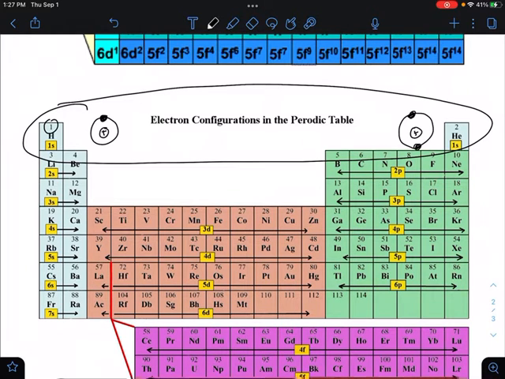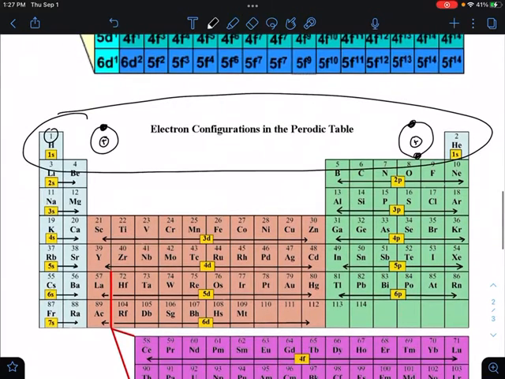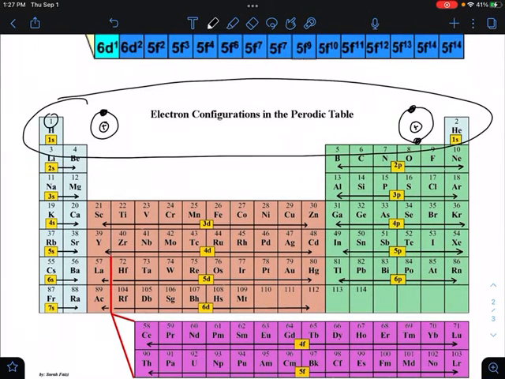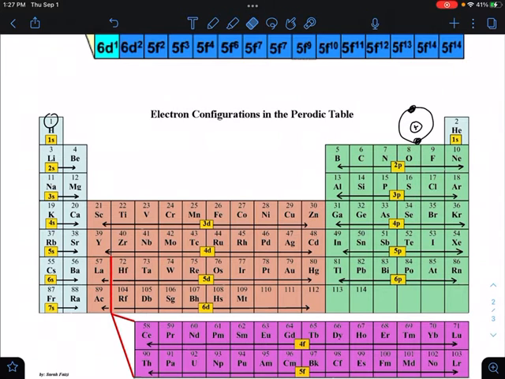Every period stands for a shell. That's why you have these numbers. 1, 2, 3, 4, 5, 6, 7. That means first shell, second shell, third shell, fourth shell, fifth shell, sixth shell. So it's really easy to do electron configuration. I'll show you right now. I just go across, right?